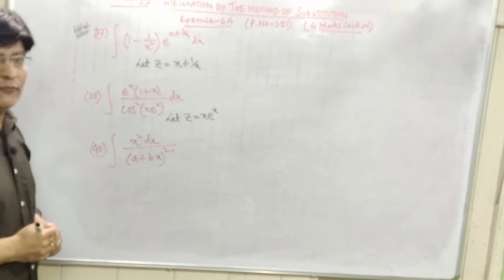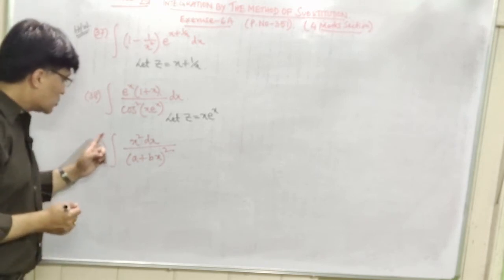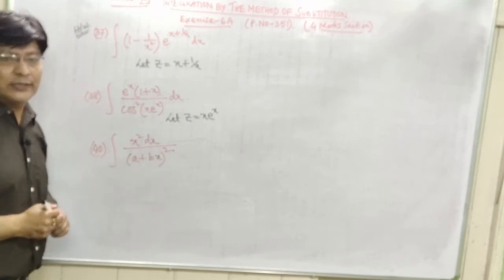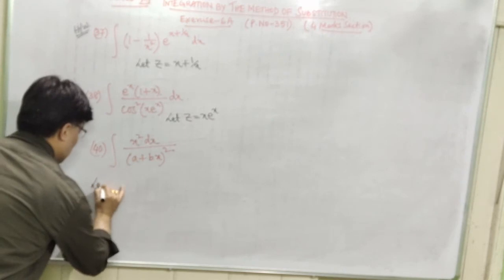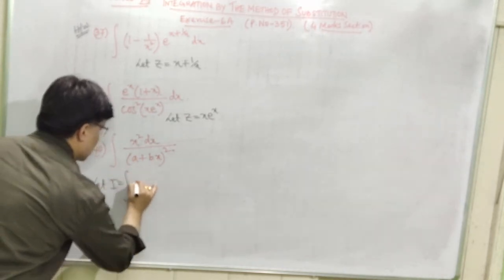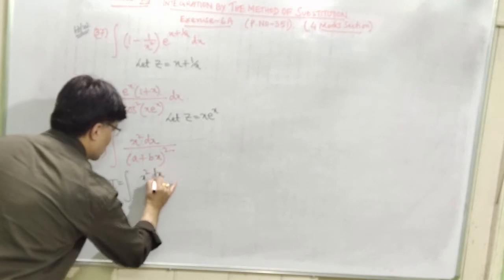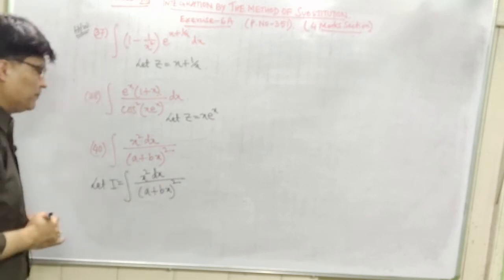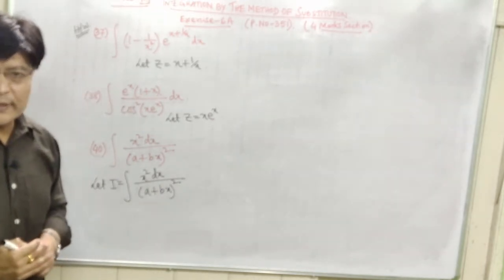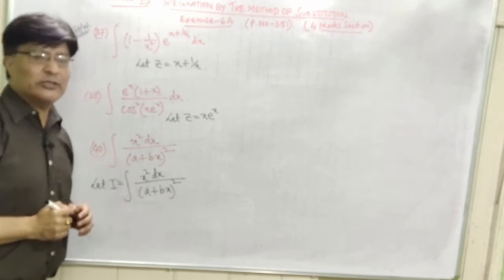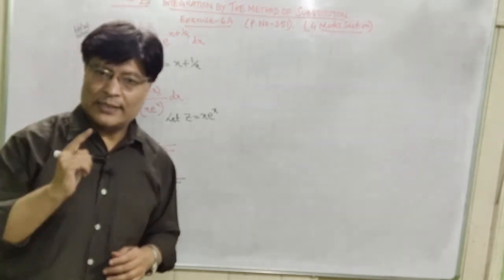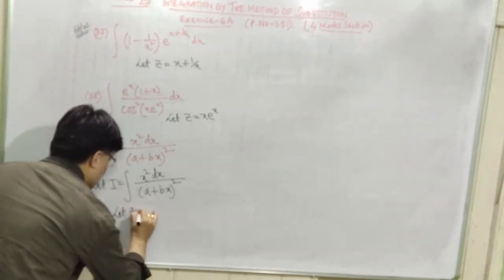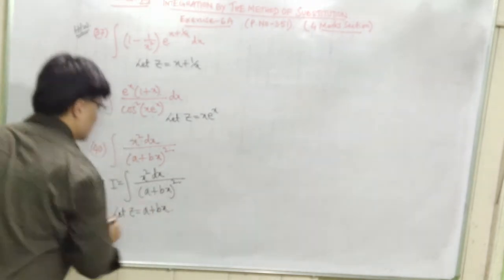So let us do this question number 40 here. Now we have to integrate x square dx divided by (a plus bx) whole square. So how will you do it? Let I is equal to the integral of x square dx divided by (a plus bx) whole square. So how do you do it now? We have to use the method of substitution in this case. Let us assume z is equal to a plus bx.